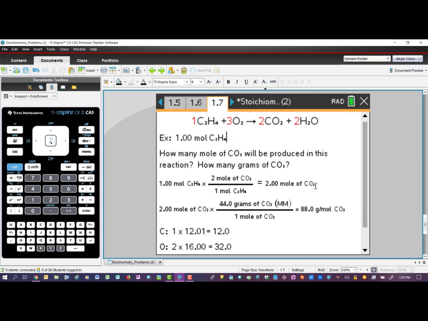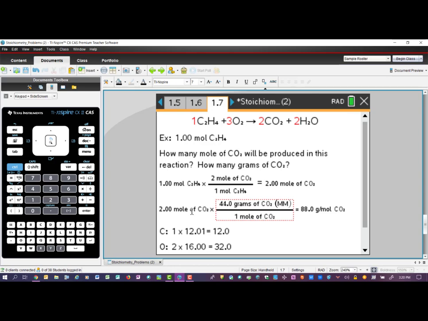Now the second thing it's asking for is grams of CO2. Well, right now, the only thing I have is moles of CO2, so that's the only thing I can continue with. At least I'm in the correct compound of CO2. I'm just not in the correct unit of grams. So I'm going to take this 2 moles of carbon dioxide and move it down here. All right, so that means I need to get rid of moles of CO2 because I want grams.